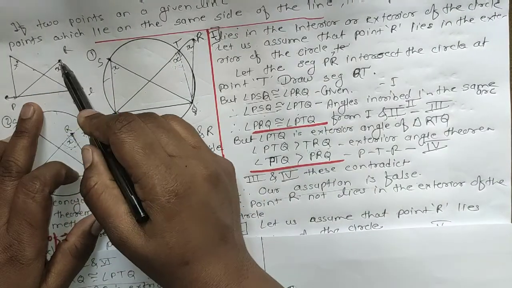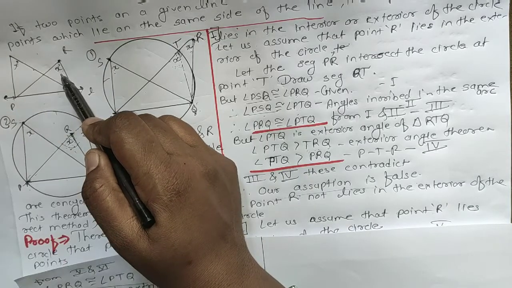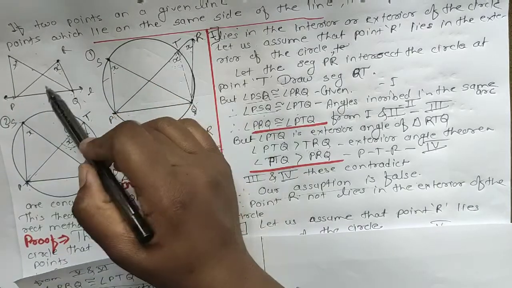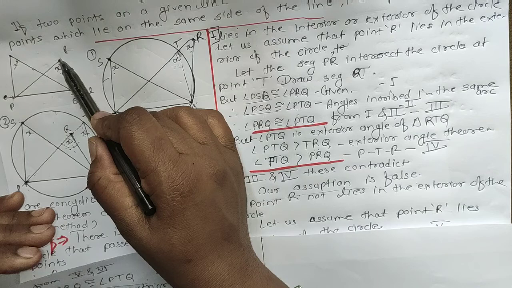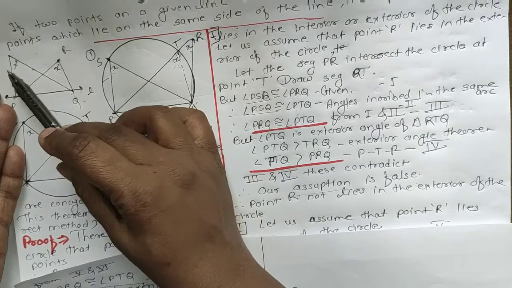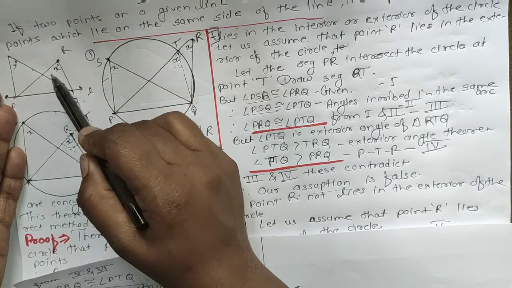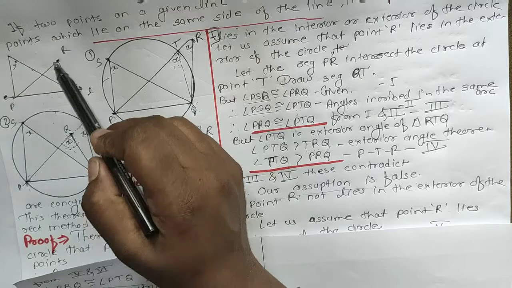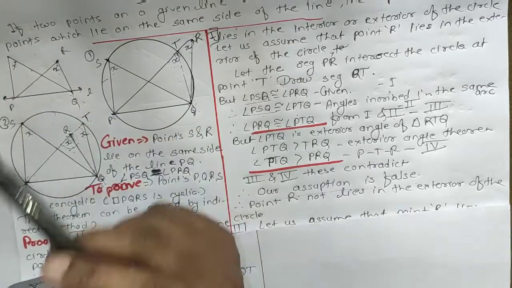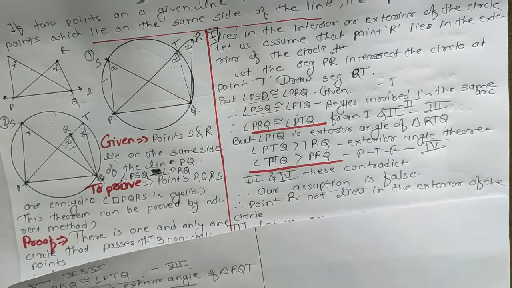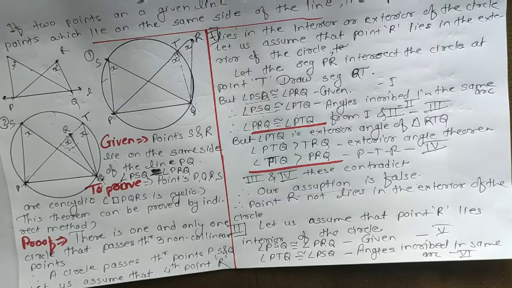If a line segment subtends equal angles at two distinct points which lie on the same side of it, meaning PQ has another side, one side above, and R and S are the points there, then these four points are concyclic, meaning a circle passes through P, Q, R, S. Okay, so let us revise what we had done here.